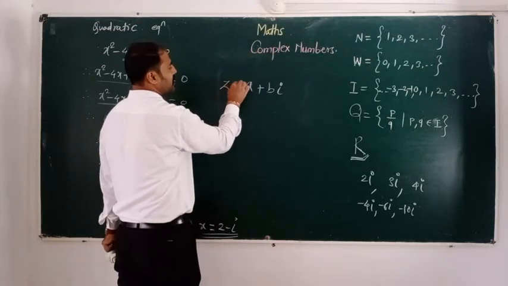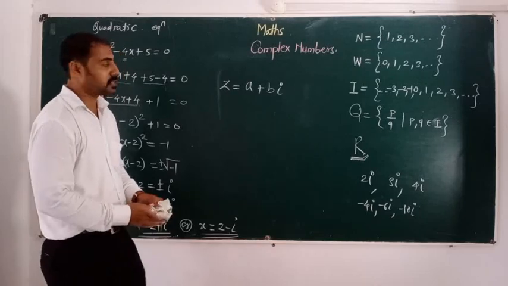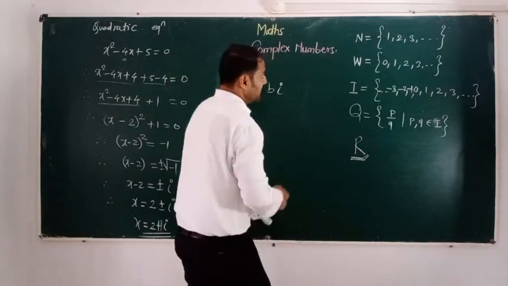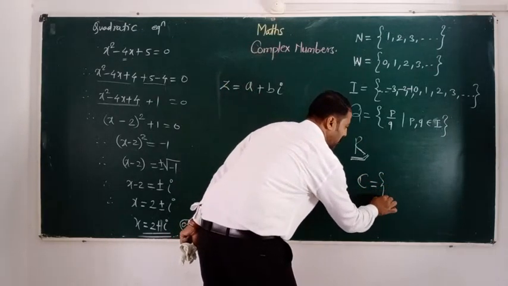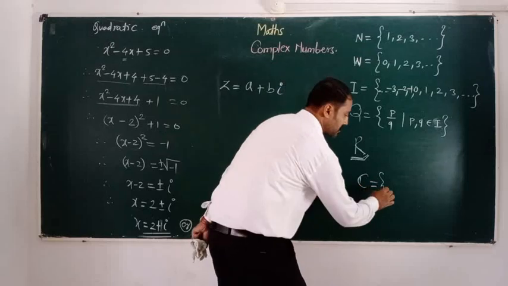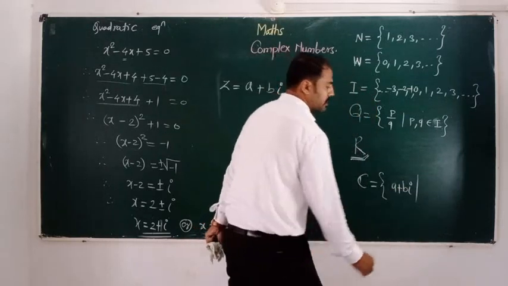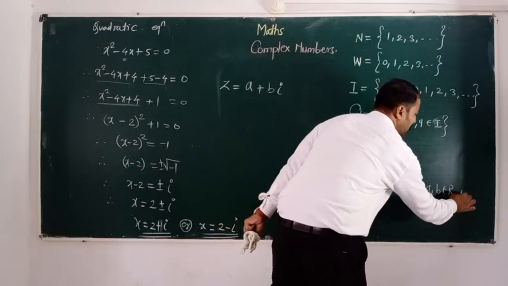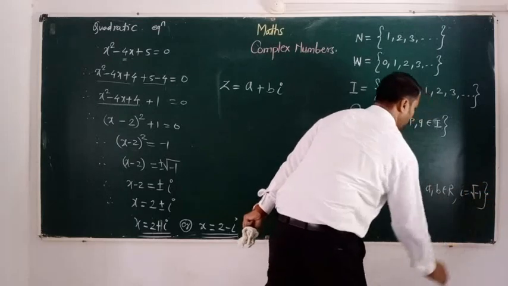Complex numbers are denoted by small z. So a new set is introduced. It is a set of the numbers which are in the form of a plus bi such that a, b belong to real numbers, with i equal to square root of minus 1.